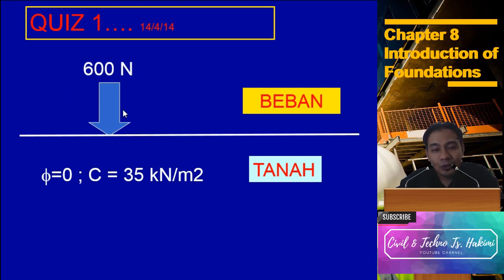So basically the soil can support that load, because 600 Newton is less than 35 kilonewtons per meter square. It's not divided by the area; maybe this is a point load. Although that load is small compared to the bearing capacity of the soil, so the conclusion is that the soil can support this load.